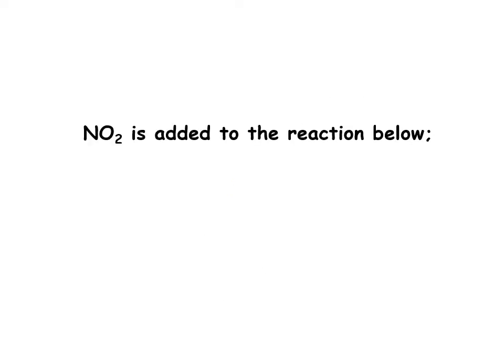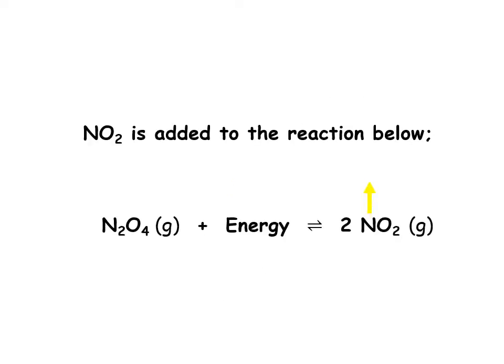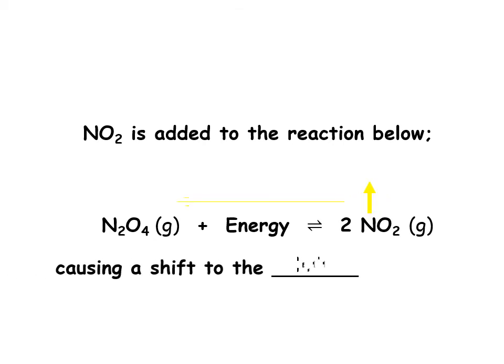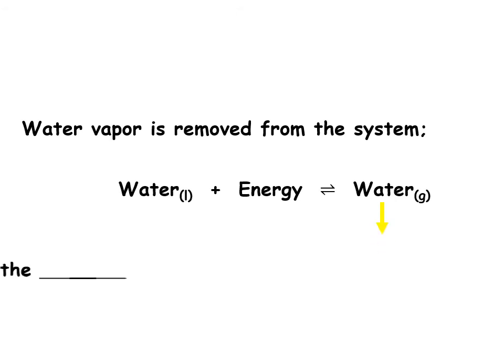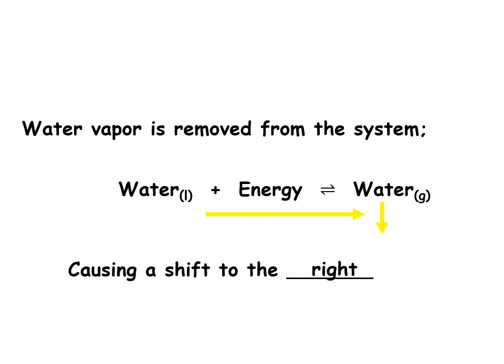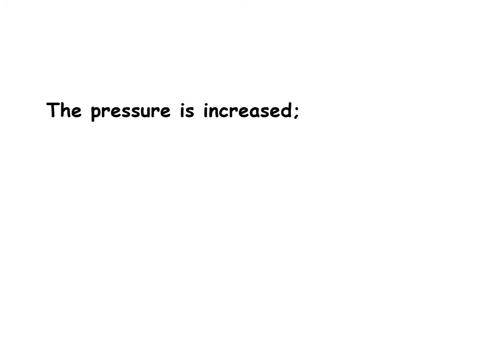All right, if NO2 is added to this reaction here, so we're increasing the concentration of the products, we're going to see a shift to the left. Now, we're not changing the temperature, so our K value is going to be the same, but we are increasing the reactants, so we're going to shift to the left. Water vapor is removed from this system here, so if we decrease the product, we're going to have a shift to the right in order to replace that product.